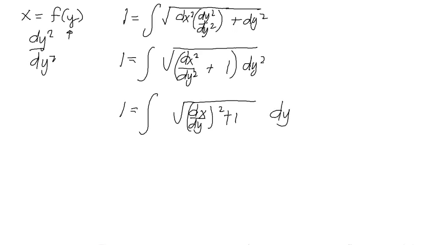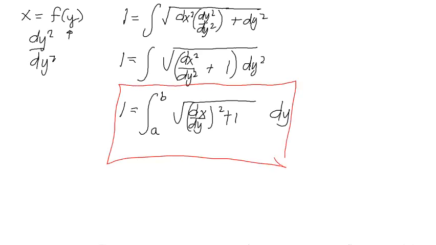And if your length will move from your lower limit to the upper limit, you will get the length of the curve. So let's say our lower limit is a to the upper limit, which is b. So this is another formula to get the length of a certain curve.